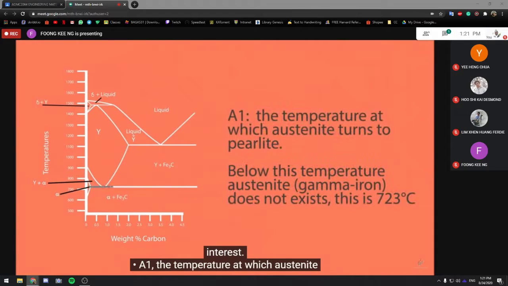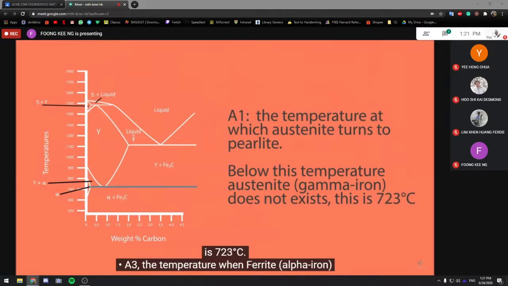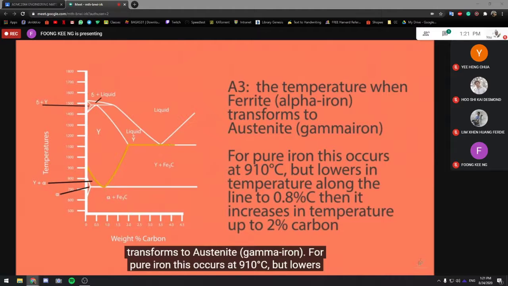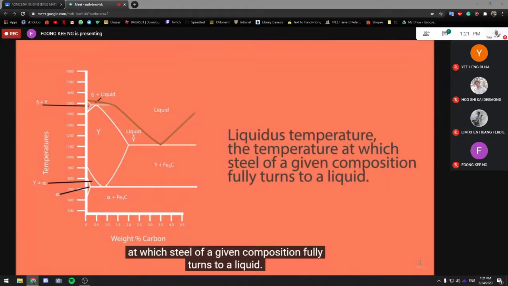A1, the temperature at which austenite turns to pearlite. Below this temperature, austenite, gamma iron, does not exist. This is 723 degrees Celsius. A3, the temperature when ferrite, alpha iron, transforms to austenite, gamma iron. For pure iron, this occurs at 910 degrees Celsius, but lowers in temperature along the line to 0.8% carbon. Then it increases in temperature up to 2% carbon. Liquidus temperature, the temperature at which steel of a given composition fully turns to a liquid.